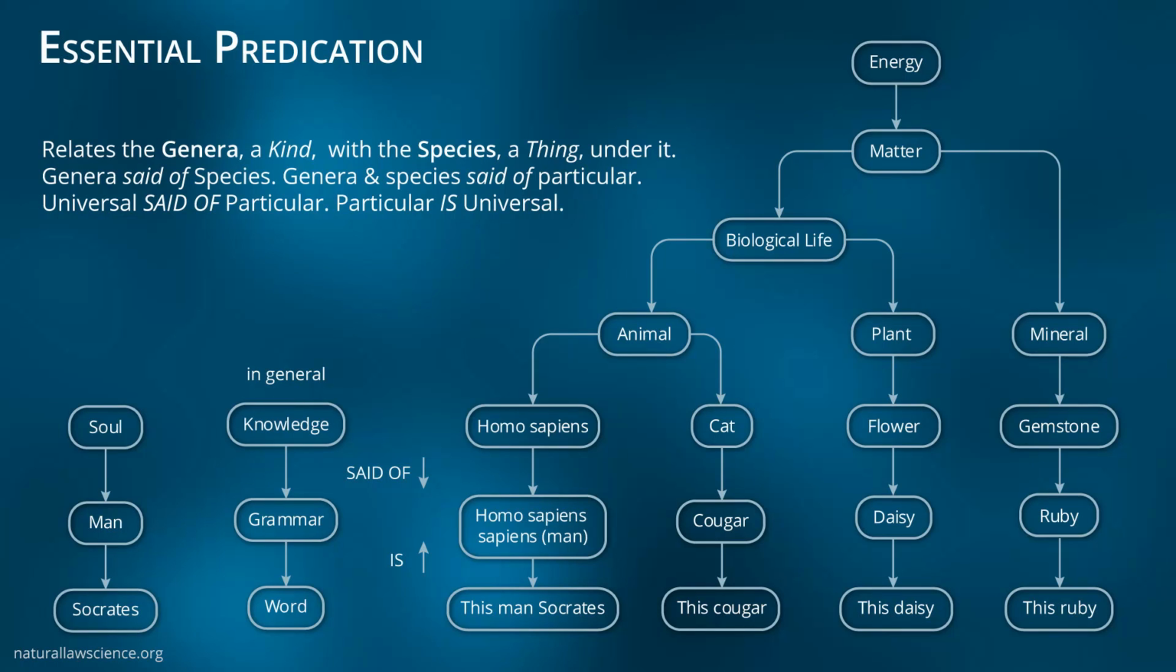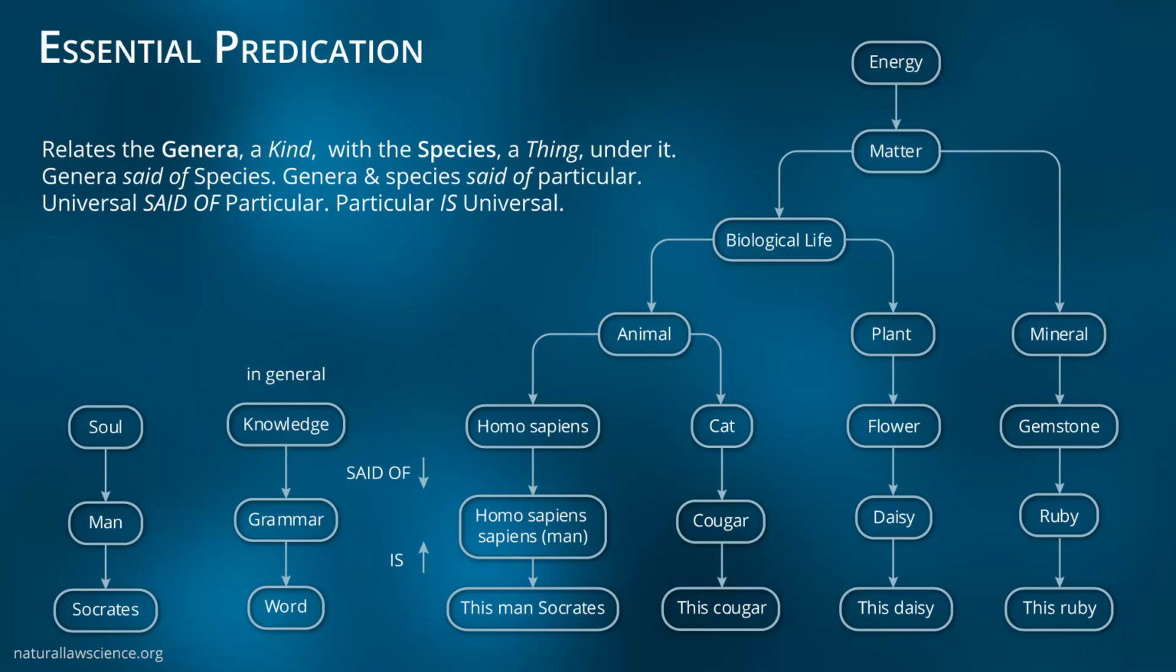The genera is said of the species. The genera and species are said of particulars, which is the final lower level. The universal is said of a particular, and the particular is the universal. So here I have the said of and is arrows. When you're looking at is, you're going upwards, and when you're talking about said of, you're going downwards. So the soul is said of man, man is said of Socrates. Socrates is a man, man is a soul.